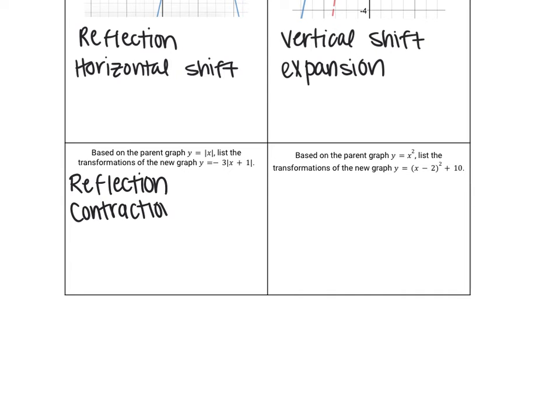Remember, numbers greater than 1, ignoring the sign, mean a contraction. Between 0 and 1 is an expansion. And if you look at the graph on Desmos, it has gotten skinnier. Lastly, inside the absolute value, we have that plus 1. So something happening inside the function with x means there is a horizontal shift. We've actually moved left. So horizontal shift.